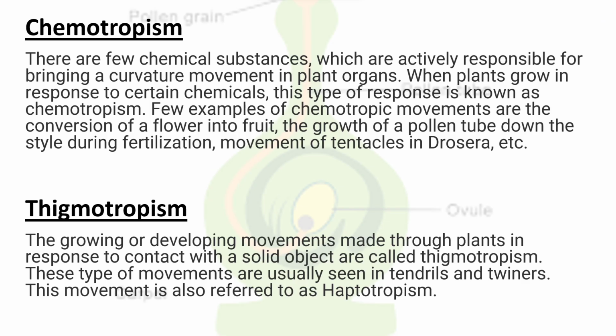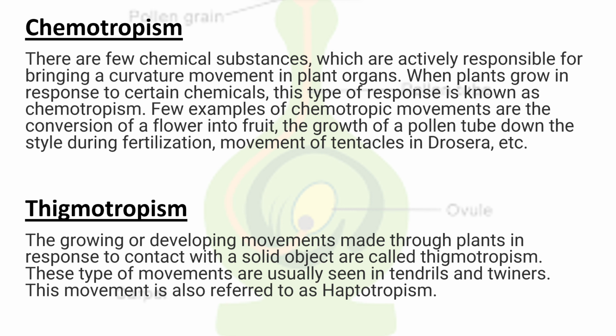Chemotropism. There are a few chemical substances which are actively responsible for bringing a curvature movement in plant organs. When plants grow in response to certain chemicals, this type of response is known as chemotropism. A few examples of chemotropic movements are the conversion of a flower into fruit, the growth of a pollen tube down the style during fertilization, movement of tentacles in Drosera, etc.